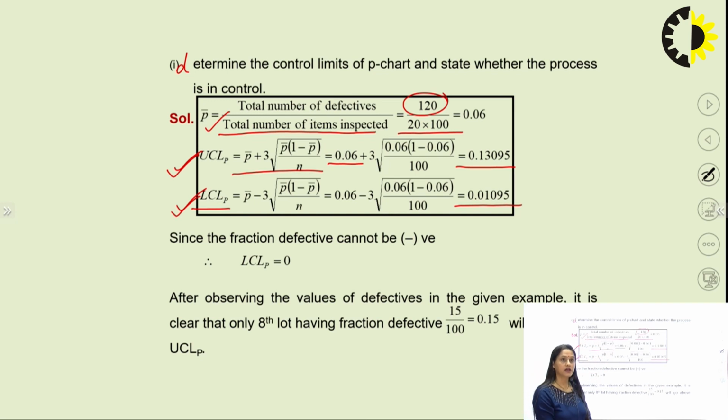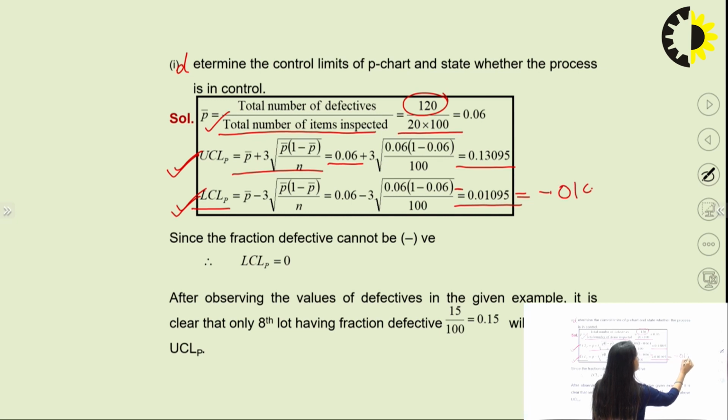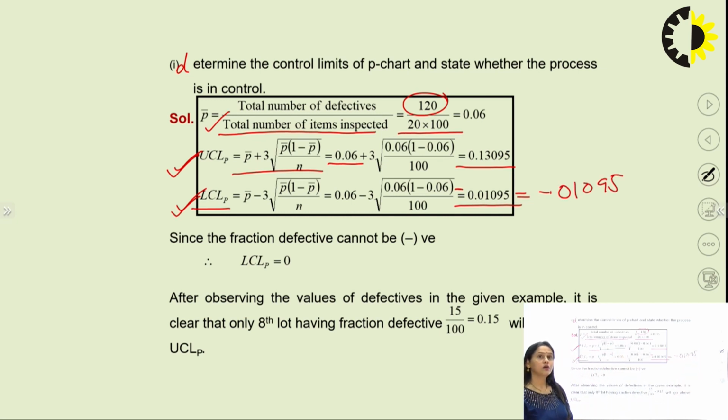As we have already understood about control charts, in the control charts LCL and UCL, here the value will come out negative. When we calculate, the value will be minus 0.01095. So the value is coming negative, and we know that whenever the value is negative, then we take lower control limit as equal to 0. We cannot take a control limit as a negative value, so we take it as 0. So LCL will be 0, because fraction defective cannot be negative, so the lower control limit also cannot be negative.